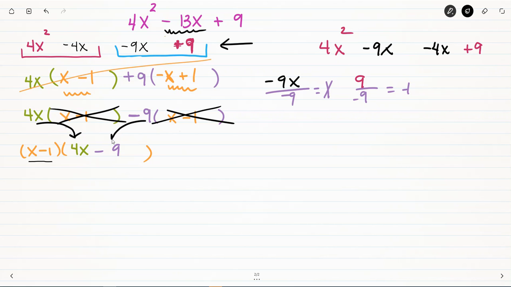4x minus 9. So you could physically cross it out, just draw one line through it. I wouldn't put an x. I would ordinarily put a slash through it so you can still see it when you look back. But that's all there is to it. And the final answer is x minus 1 times 4x minus 9. You can check that with FOIL. The first times first, outside times outside, insides, and lasts. And it does in fact check out.